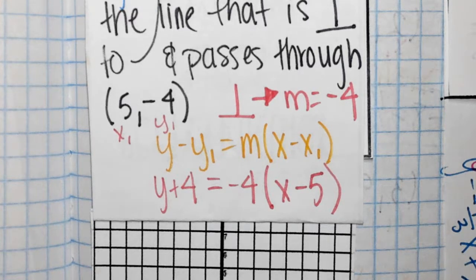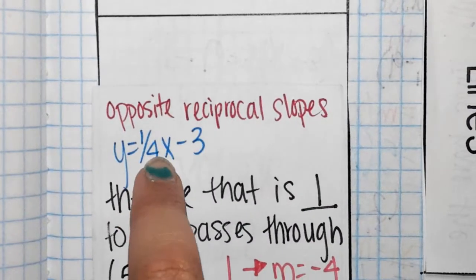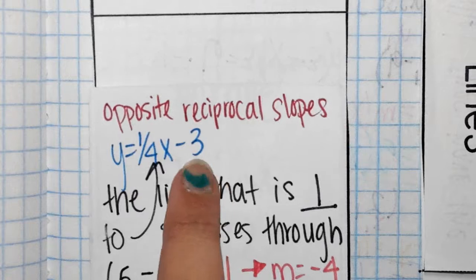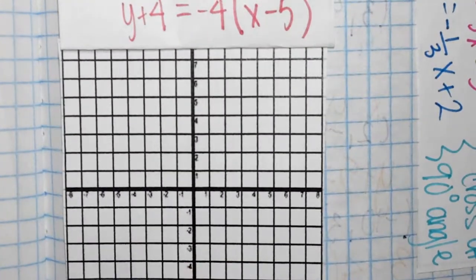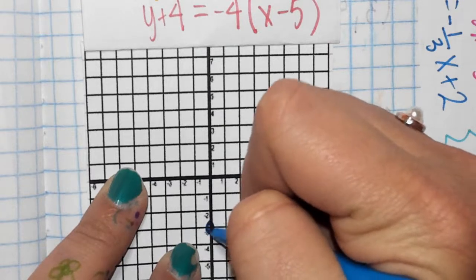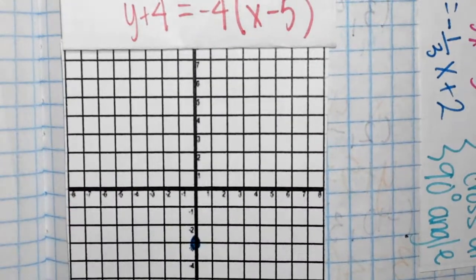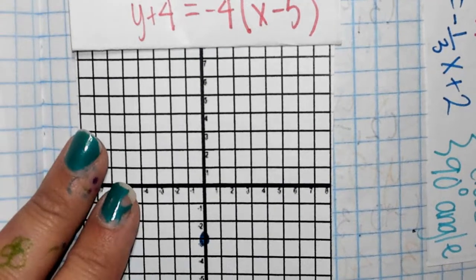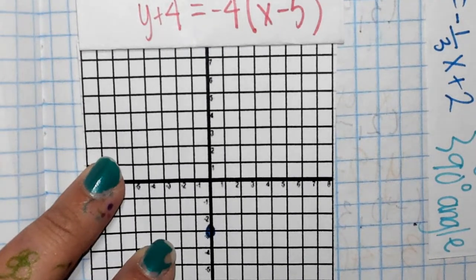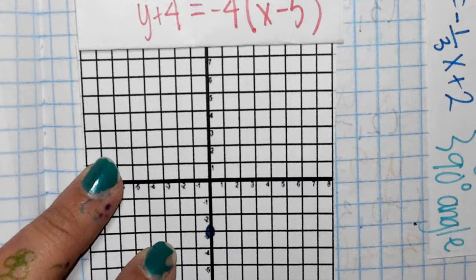Get excited. Now we need to graph. So I'm going to graph my original in blue. What is my original y-intercept? -3. All right, so everybody go down 3. What's my slope of my original? Does anybody remember? 1/4. Awesome. So what do I do? Do I go up or down? Up 1, right 4.